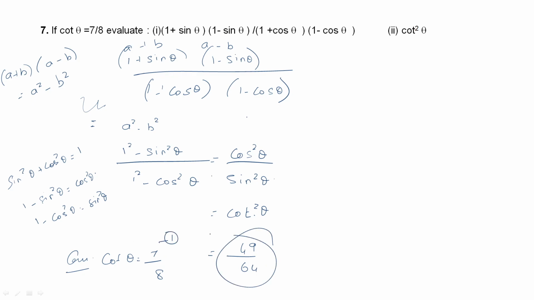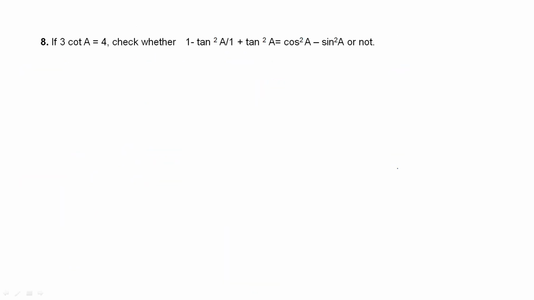You take this 1 from 1, this will become this 49 by 64, right? So next one is simply cot square theta. Simply cot square theta means we can directly write, yes, cot theta is given, cot square theta is 7 by 8 whole square, then 49 by 64, right? Okay, so next question is, if 3 cot A is equal to 4, then check whether this is true or false.